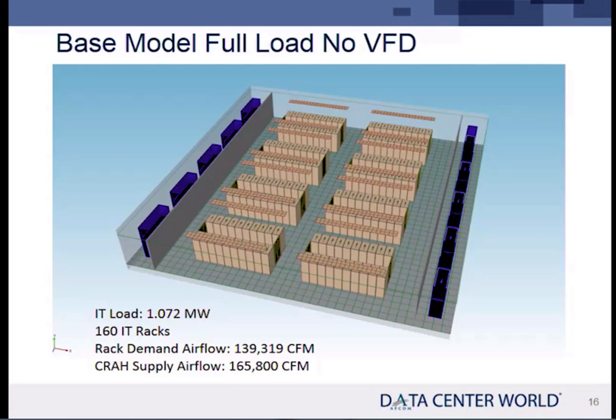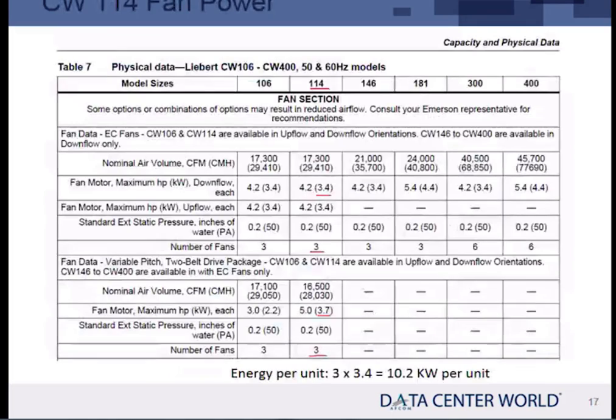The supply flow rate in this case, 165. So you see, I already have more air than I really need. I have 139 that I need for the racks. I'm delivering 165. So I know my RTI ratio is going to be below 100. It's not a one-to-one match right out of the box.